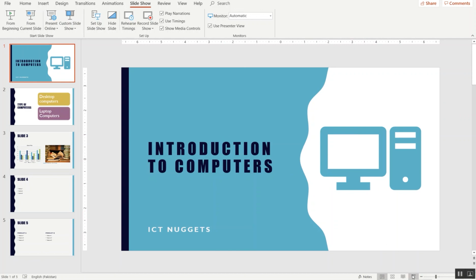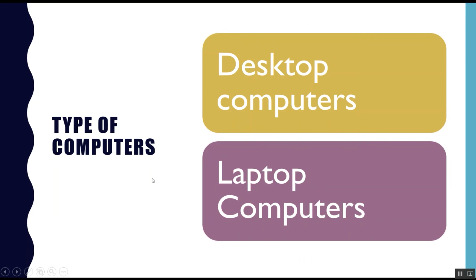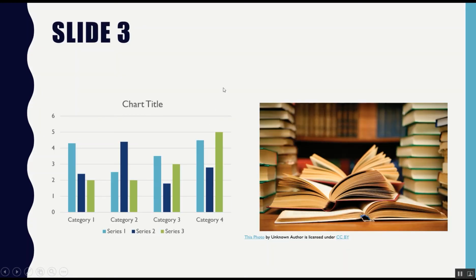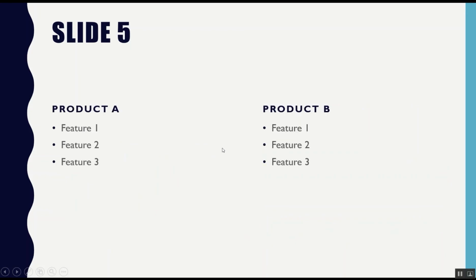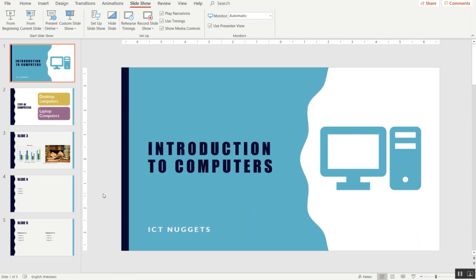So if I click from here, this is our title slide. If you click, this is our second slide. If you click, that's the third slide, fourth slide, fifth, and that's it. So now you can add some transitions for when you switch from one slide to another slide.